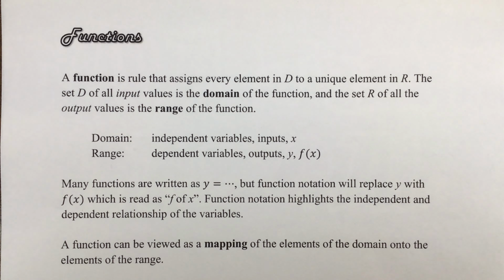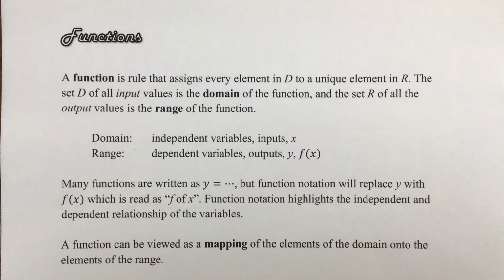A function is a rule that assigns every element in D, which is going to be referred to as the domain, to a unique element in R, which is going to be known as the range. Now, that definition has something really particular in it, which says that every element in D is going to be assigned to a unique element in R. That means for every input that we put into the function, we get back one output.